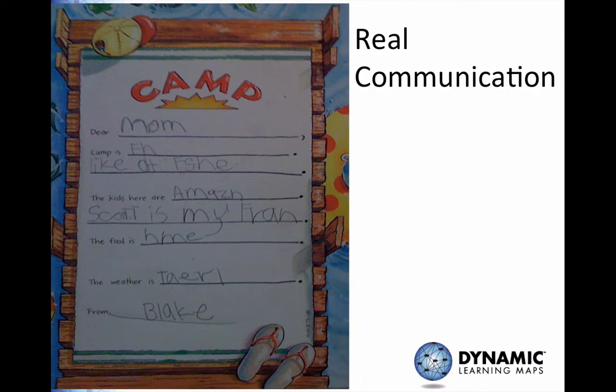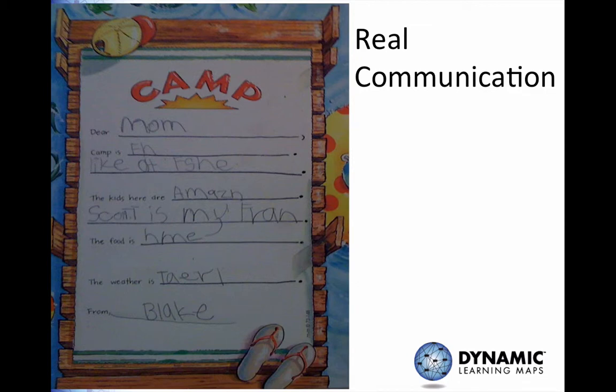Blake wrote, "Dear Mom, camp is fun. I like the horses. The kids here are amazing. Scott is my friend. The food is yummy. The weather is terrible. From Blake."